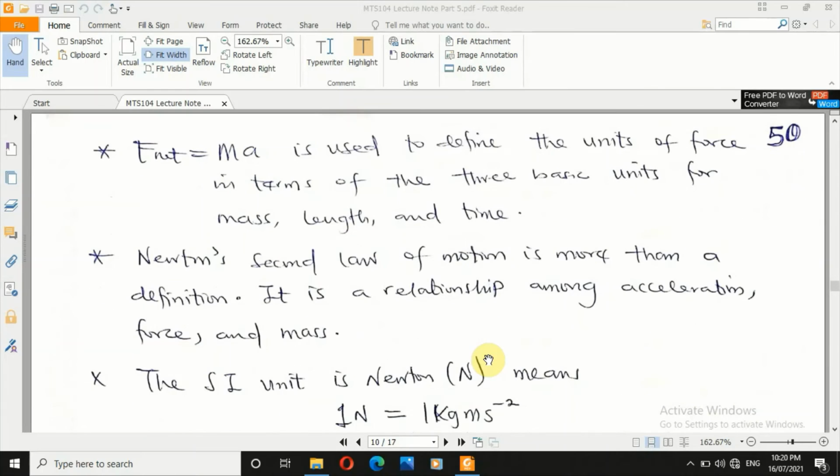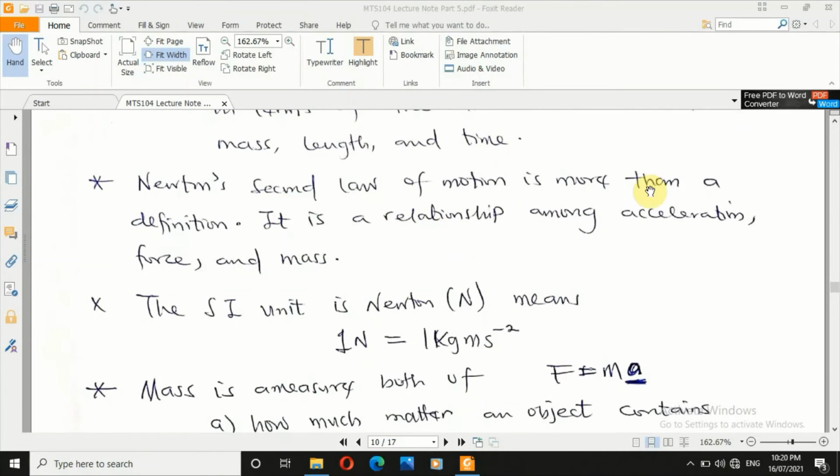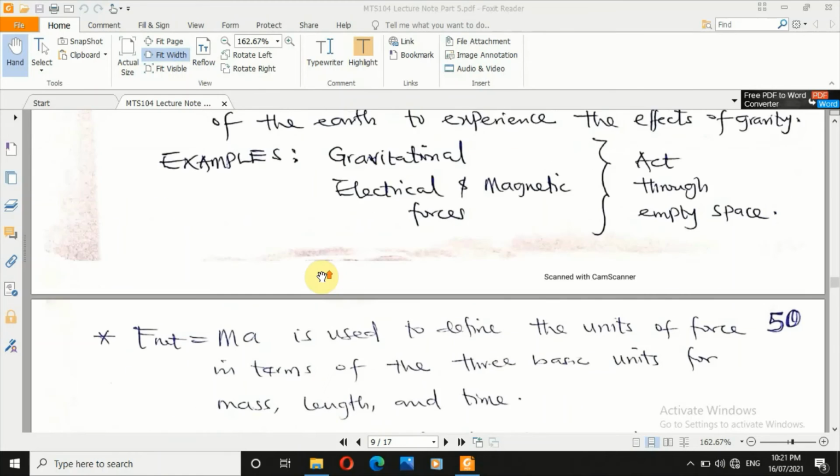So now let's come back here. So the force is what? Mass times acceleration, and is used to define the unit of force in terms of the 3 basic Newton units, which are what? Mass, length, and time. Newton's second law of motion is more than a definition. It is a relationship between acceleration, force, and what? And mass. Like I've explained before, dynamics.